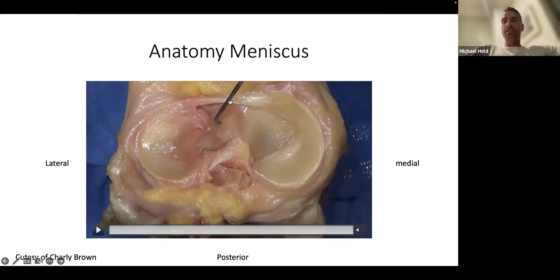And then also you can see that there's an intermeniscal ligament that comes from the medial to the lateral meniscus. It has some function and stability, but you can sacrifice it if you struggle to do surgery around the ACL. But it's nice to keep that structure because it does give stability.